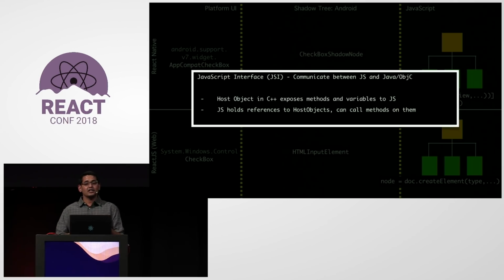In fact, the JavaScript interface is so important that this is the basis on which we build our next generation of React Native interactions, like the next generation of React Native view managers and the next generation of React Native native modules.